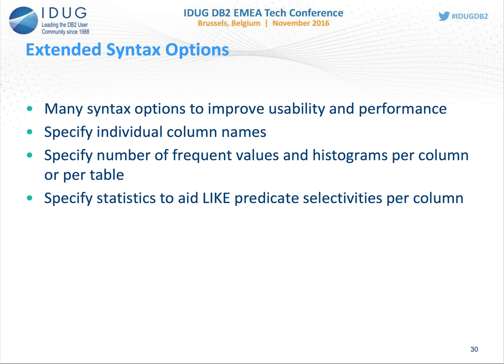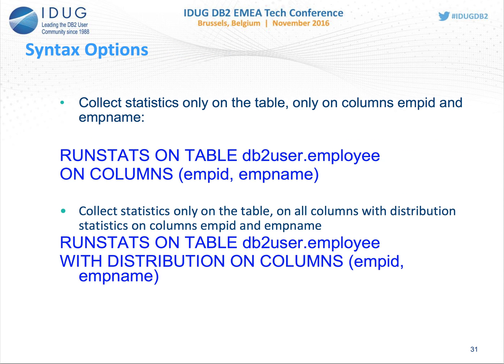Rather than go through these, I'll just jump into some examples. For example, if for whatever reason you only needed stats on 2 columns in the table, you would just use the ON COLUMNS clause and list those 2 columns. In this case, it doesn't even collect distribution stats. It just gets the basic high2key, low2key and column cardinality on those 2. Or there's an ON COLUMNS clause that you can put on the WITH DISTRIBUTION clause.